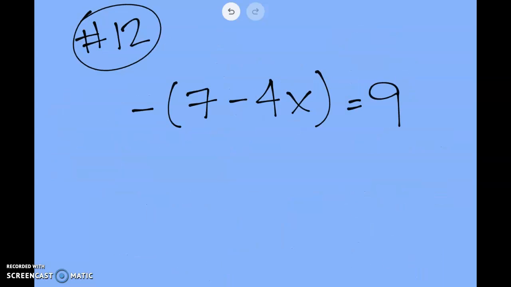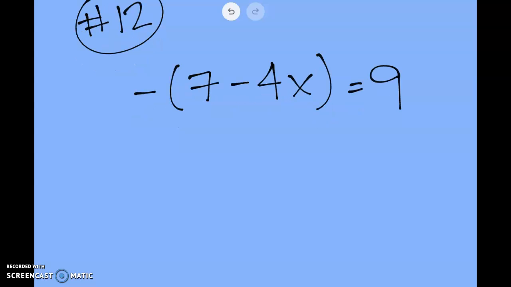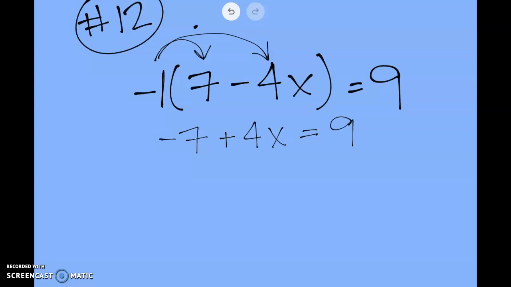Looking at problem number 12, we notice we have a negative sign outside some parentheses to get us started. Negative 7 minus 4x is equal to 9. So we're going to put this 1 here so that we know to multiply negative 1 by both numbers inside the parentheses using the distributive property. I've got negative 1 times 7 gives me negative 7. And negative 1 times negative 4x gives me positive 4x. So now I have negative 7 plus 4x is equal to 9.